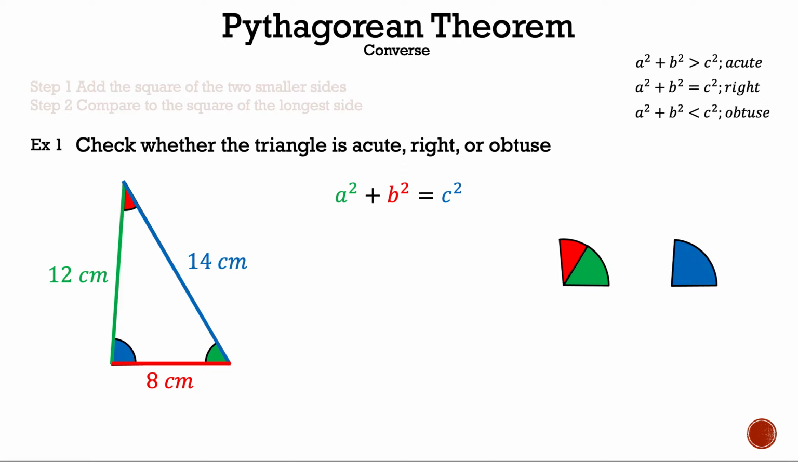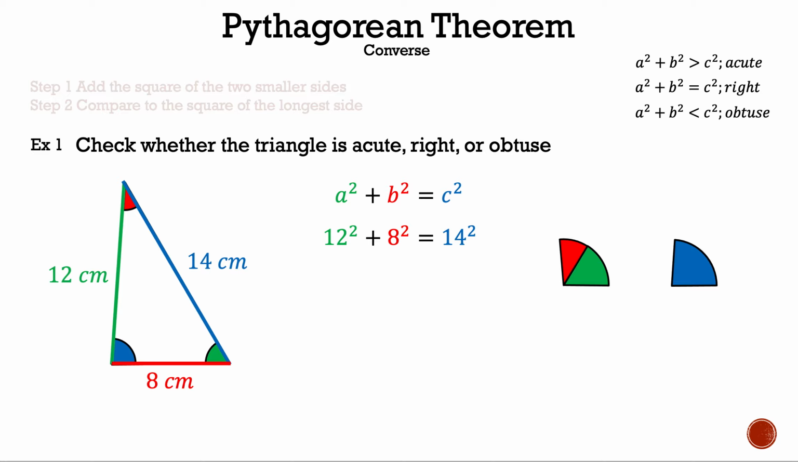We already have the Pythagorean theorem written down. A squared plus b squared is equal to c squared. Now let's take a look at the triangle that gave us three measurements: 8 centimeters, 12 centimeters, and 14 centimeters. Since 8 and 12 are the two smaller sides, those could be our legs. So we're going to substitute those in for A and B, and 14 could be our hypotenuse, so we're going to substitute that for C.